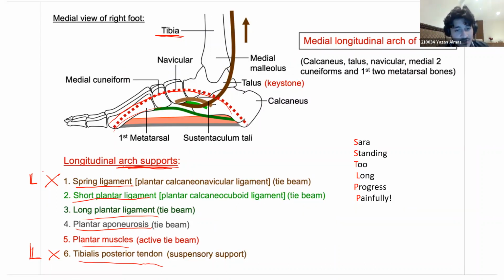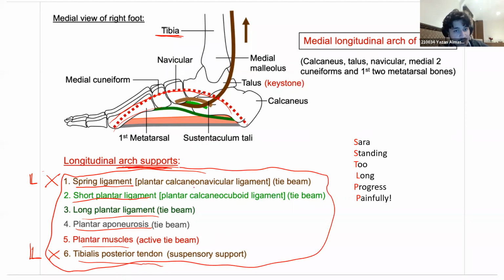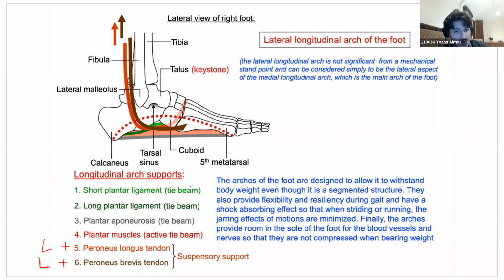What's the concept that you need to understand here? Just understand that whatever you have here, these supports, are supporting the arch from falling down on the medial side. And whatever you have here is supporting the arch from going down on the lateral side. Literally, that's all you need to understand.